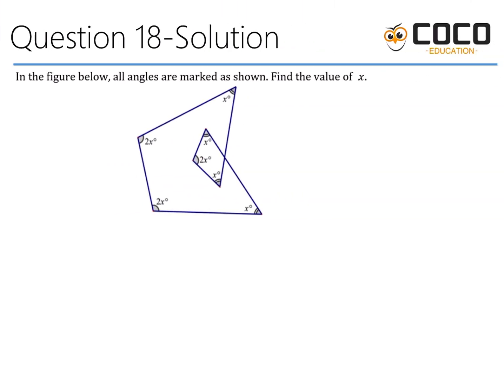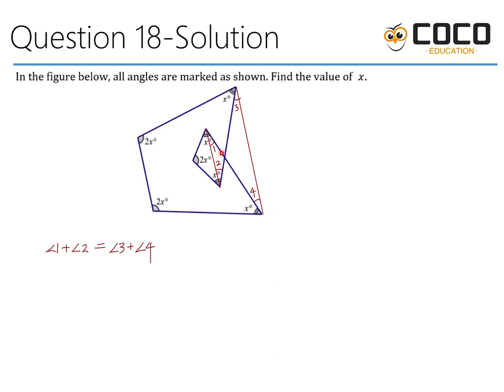Question 18. Okay, to solve this question, first we connect this line and this straight line. So we will label this angle 1, angle 2, this angle 3, and angle 4. Then we always have angle 1 plus angle 2 equals to angle 3 plus angle 4.